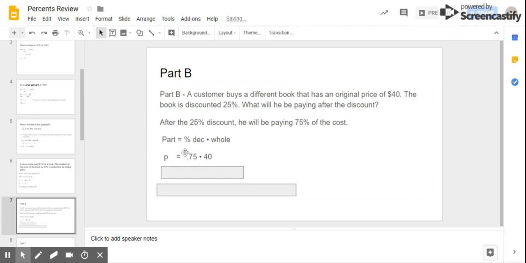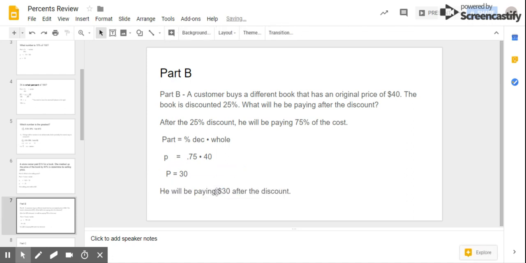So your equation is going to look like part, which is what we're looking for, part equals 75% of 40. Okay, so if your original price is 40, you're looking for 75% of that. You multiply 0.75 times 40, you end up getting 30 as your answer. So he will be paying $30 after the discount.